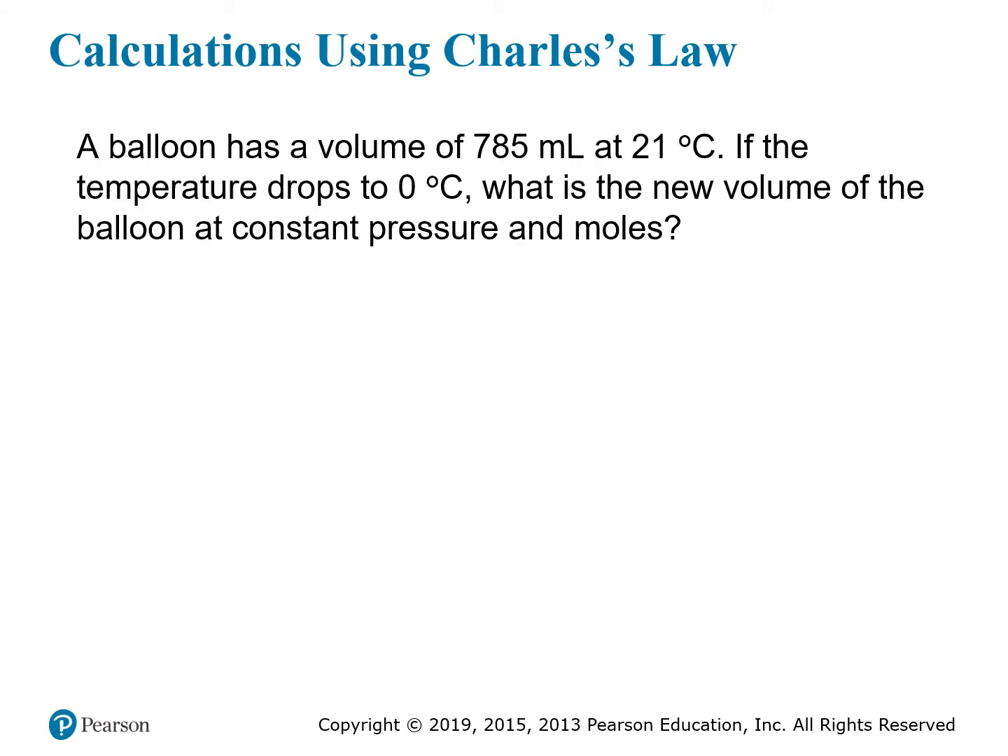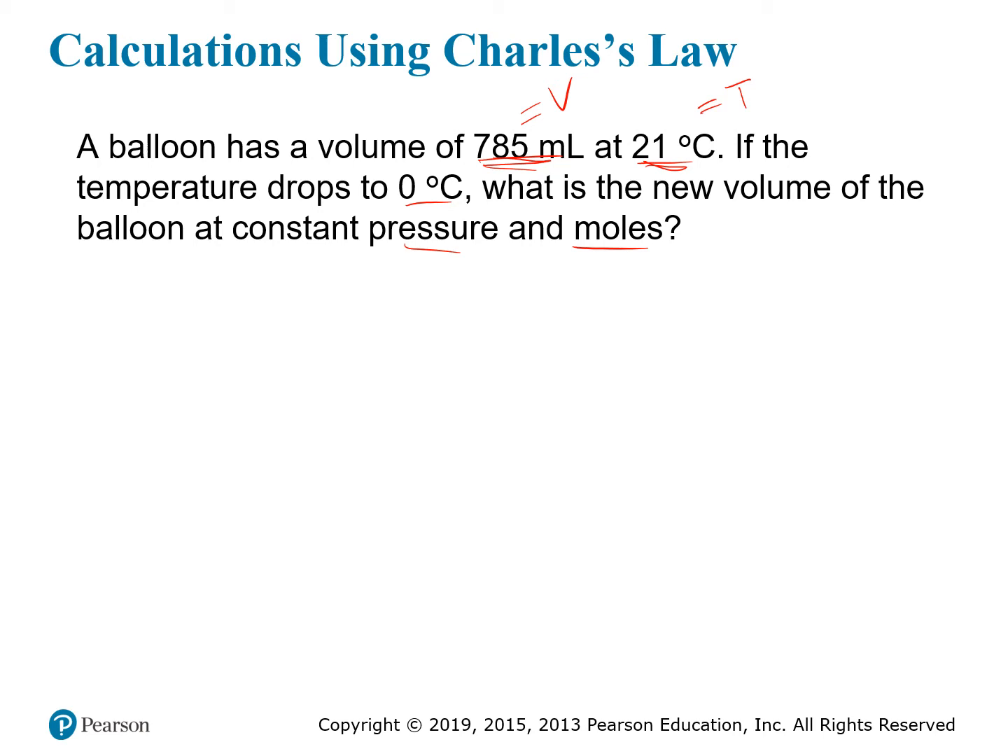Let's take a look at an example of where we would need to use Charles's law to solve a problem. This problem says a balloon has a volume of 785 milliliters at 21 degrees Celsius. If the temperature drops to 0 degrees Celsius, what is the new volume of the balloon at constant pressure and moles? When you're reading through like this, it's useful to mark up the question with information that you'll need, so underline everything that looks important. The first thing I've underlined is 785 milliliters. That is clearly a volume. This next thing is clearly a temperature. At this point in the question, we're not sure whether it's changing, so we'll just leave them as V and T for now.